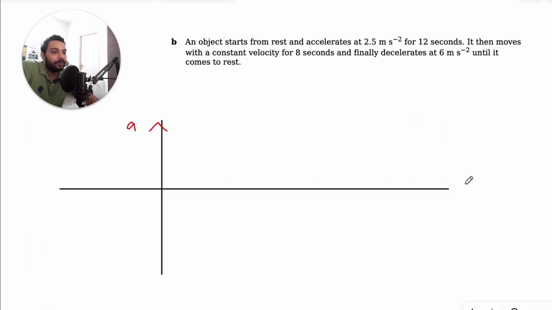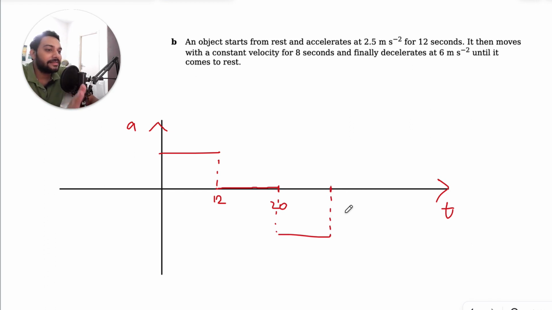So A is on the y-axis, time is on the x-axis. 2.5 meters per second square for 12 seconds, so something like this for 12 seconds. Then it moves with a constant velocity for 8 seconds, so 0 acceleration for 8 seconds, up to 20. Then it decelerates at 6 meters per second square until it comes to rest, so minus 6 until it comes to rest. We don't know the value of time in that case.